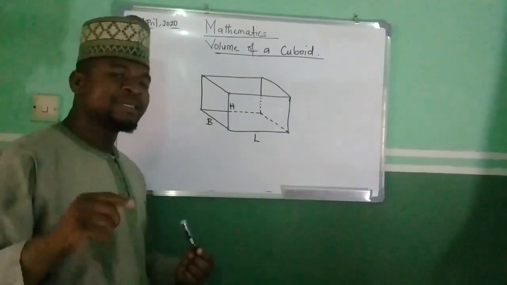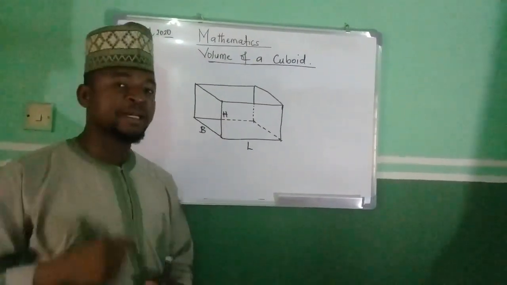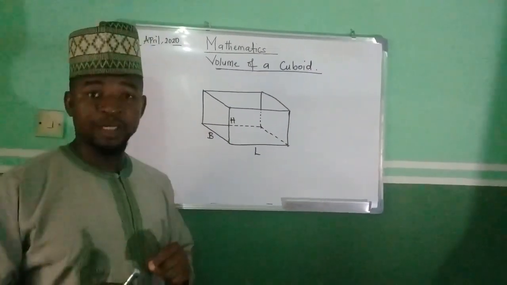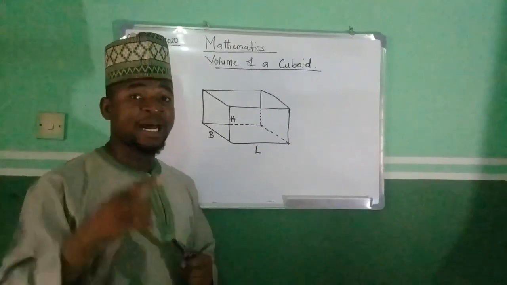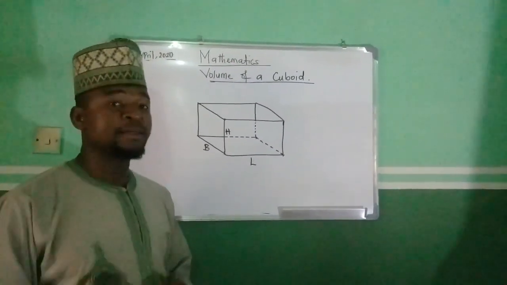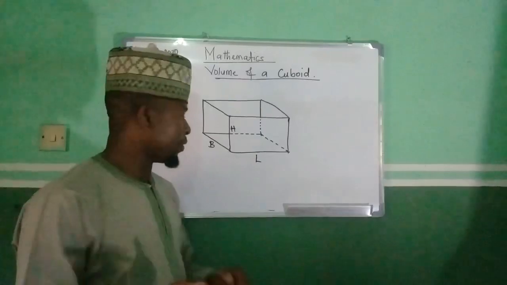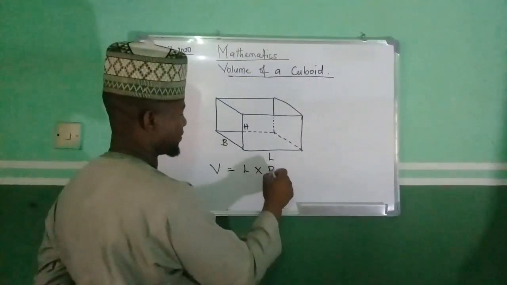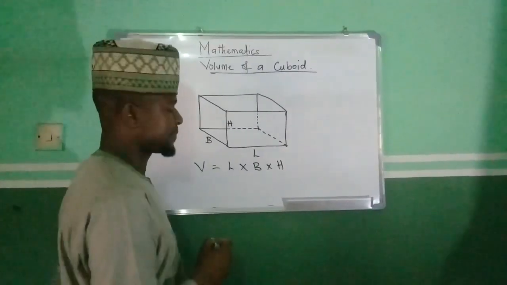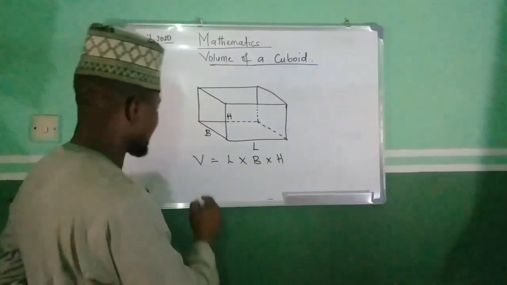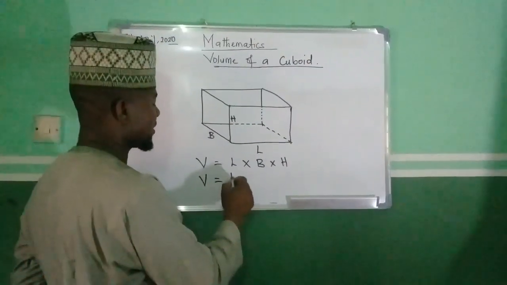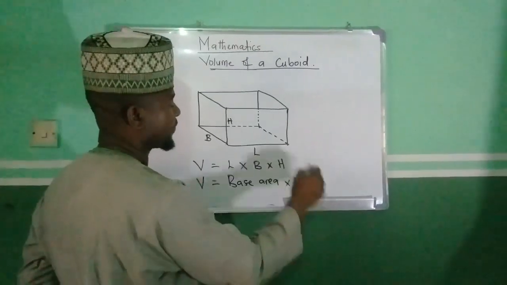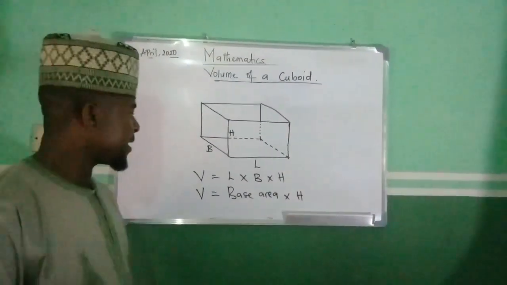And in determining the volume of a cuboid at your level, there are two formulas applicable to this figure. We are going to be taking a look at that and how each can be applied in finding the volume of a cuboid. The first is, the volume is length times breadth times height. This is the first part of it. The second one is base area times height.